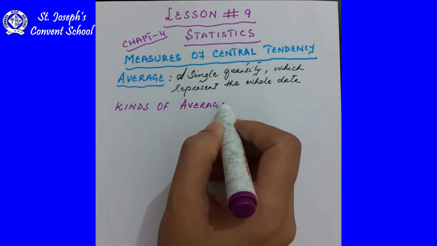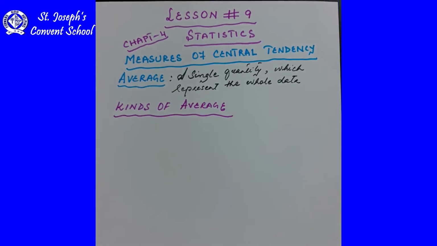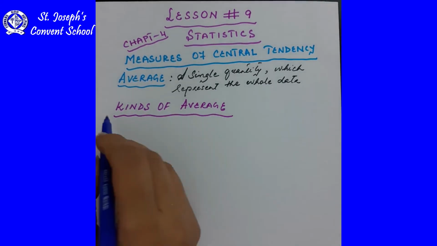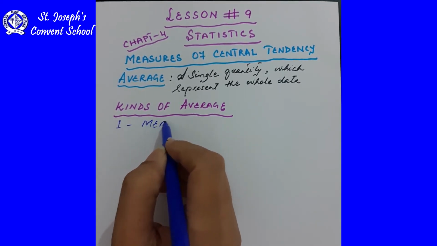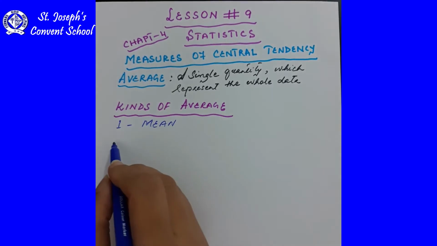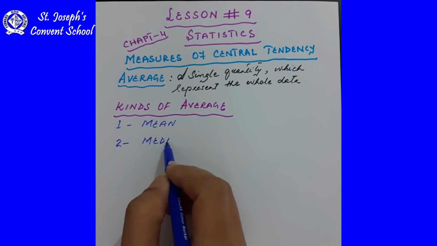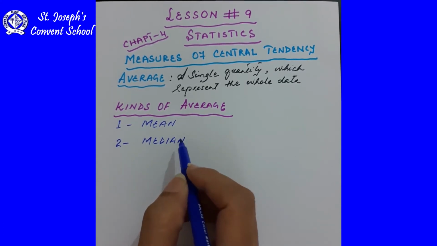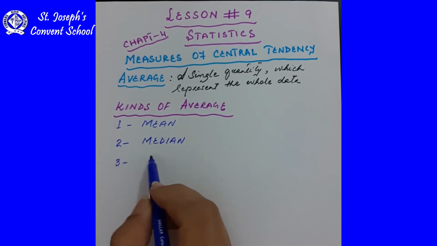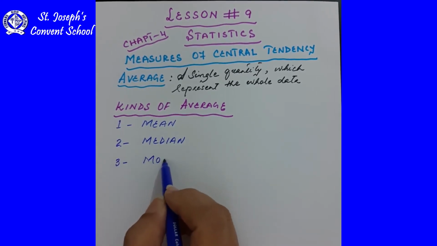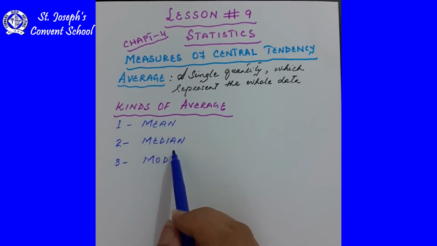There are three kinds of average. One is mean, second is median, and the third is mode. In all these you will get one single answer, which represents the whole data. You must have done these before: mean, median and mode.